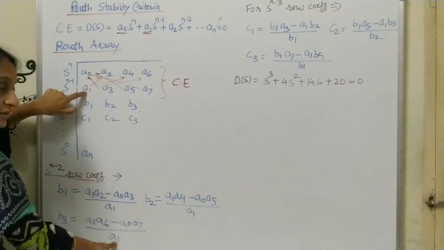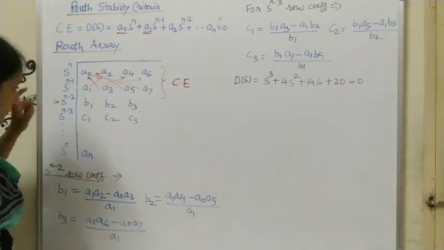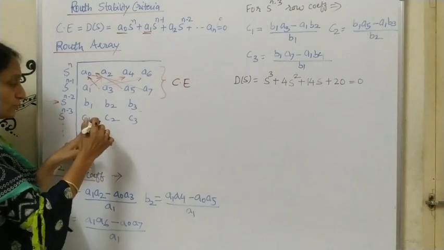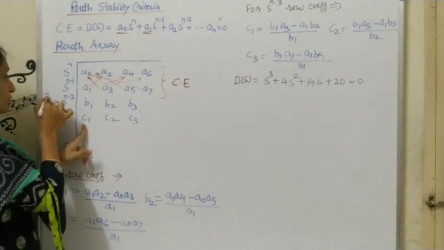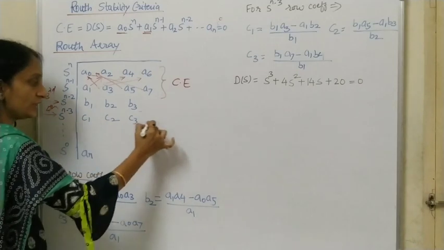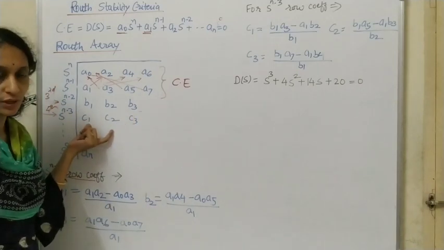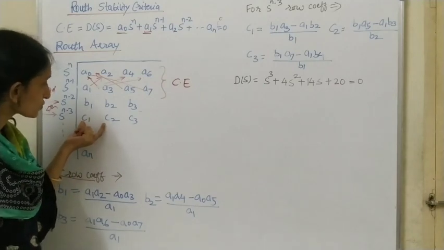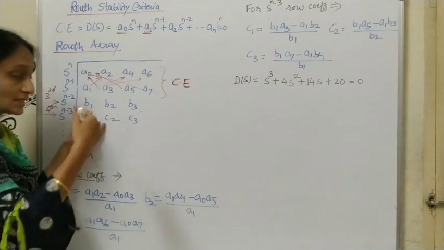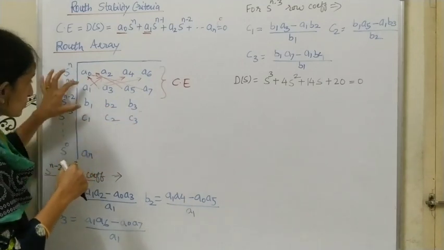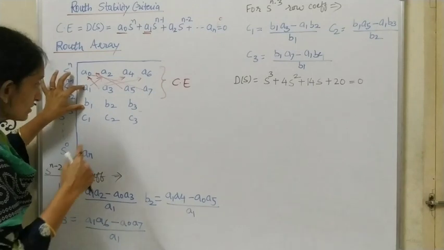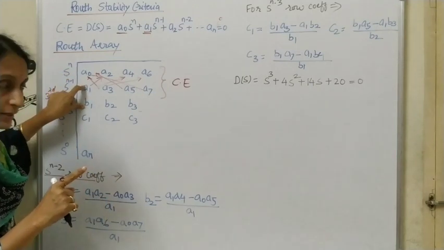Now next we need to calculate the coefficient of the fourth row. This is the third row, this is the fourth row. For calculating the coefficient of the fourth row we will consider the two rows just above the fourth row, that is the second and third. Similarly the same formula we will apply.